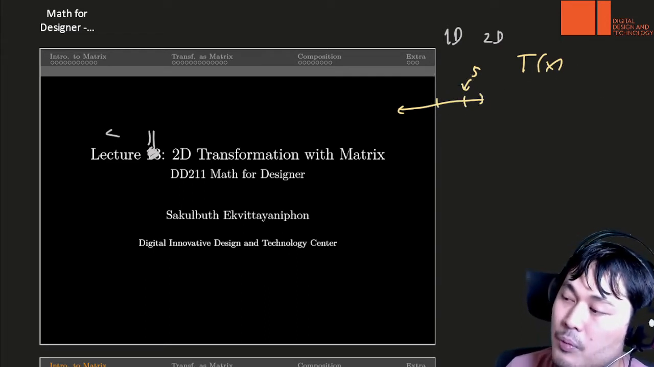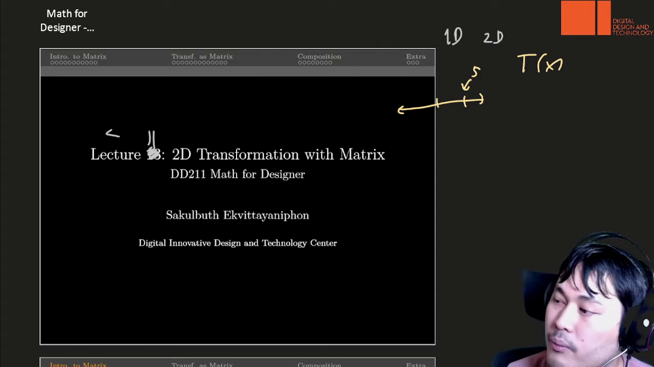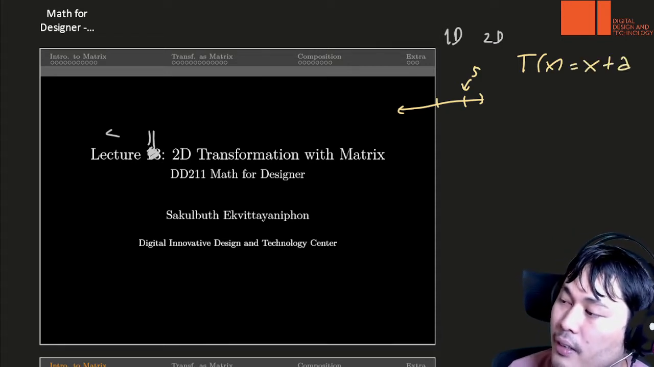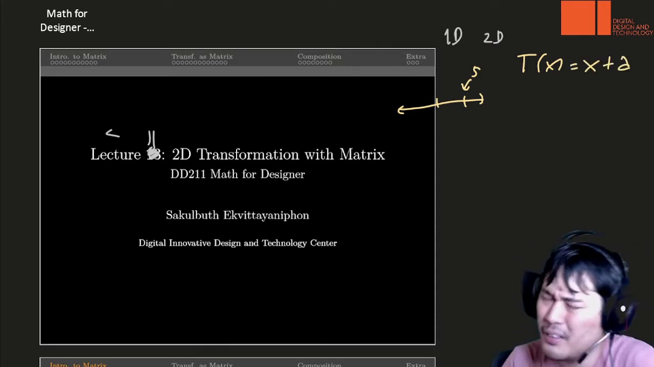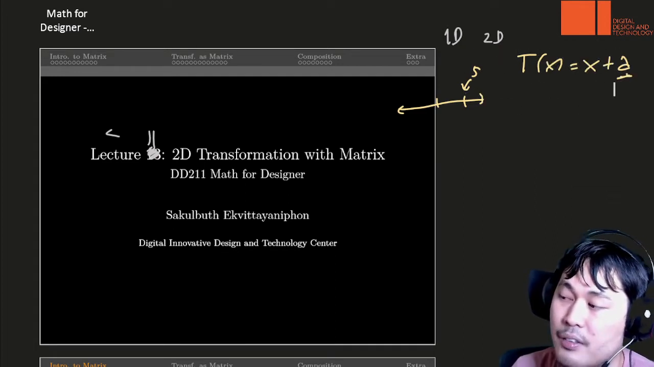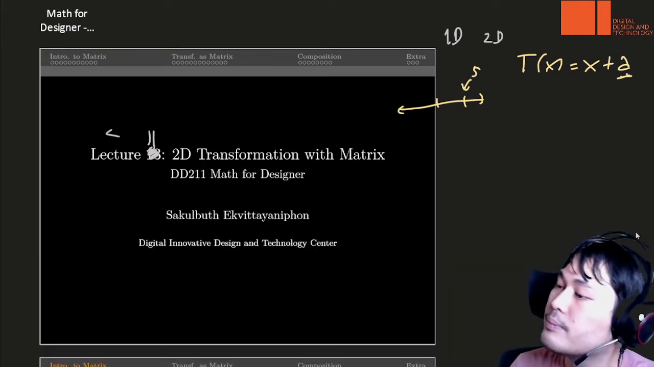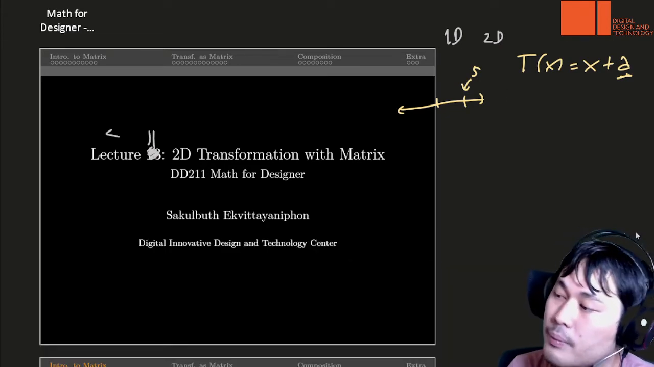Sometimes you can simply move points along the line by some amount. In this case, you can describe it as this function when you add a single constant to every point on the line, and then the whole line will get shifted. That's one thing you can do.